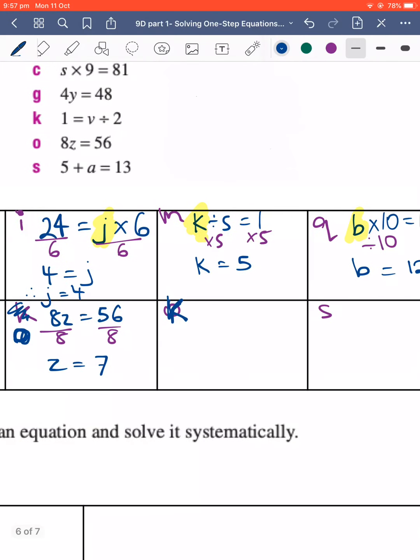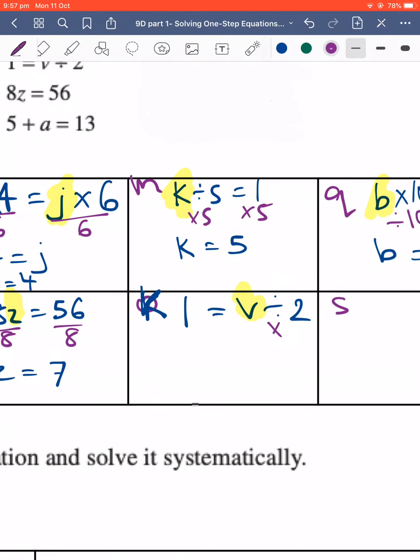Apologies. So I've got 1 equals V divided by 2. Again, I want to have my pronumeral on my left-hand side. We'll deal with that last, but let's see how we can get rid of some things. So I've got divided by 2 here, and I want to only have the V by itself. So opposite of divide by 2 is times by 2. So what I do to one side, I have to do the other.